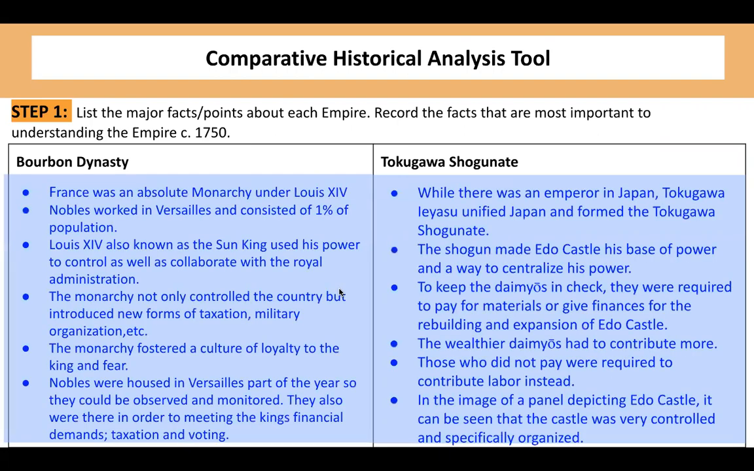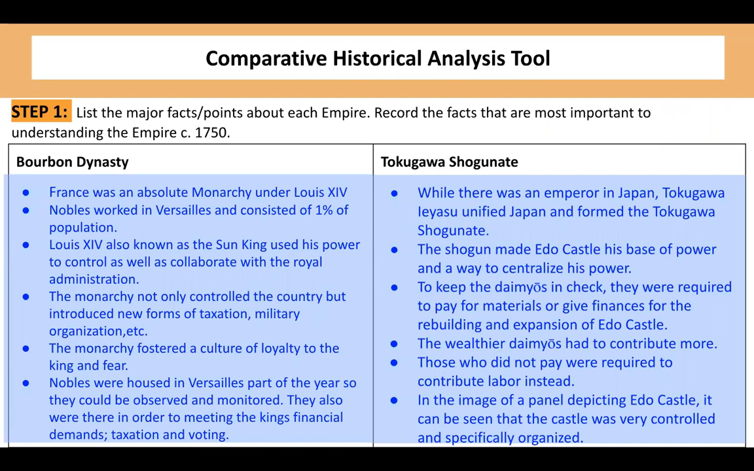So for the Bourbon dynasty, in the reading, I learned that France was an absolute monarchy under Louis XIV. Nobles worked in Versailles and consisted of about 1% of the population. He was also known as the Sun King, and he used his power to control as well as collaborate with royal administration. The monarchy not only controlled the country, but also introduced new forms of taxation, military organization, and more.